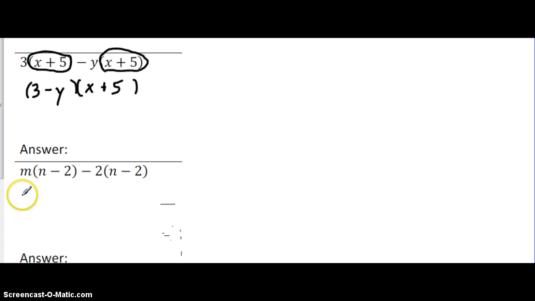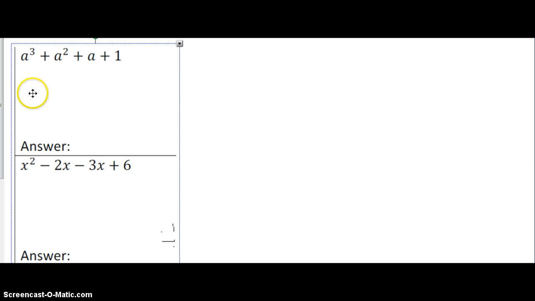Same thing here. We've got n minus 2 as a common factor, so we're going to write n minus 2, and then m minus 2 as your other factor. Now let's take a look at factoring by grouping, and you'll see that there's a connection between how to factor these type of problems and the ones we just did.